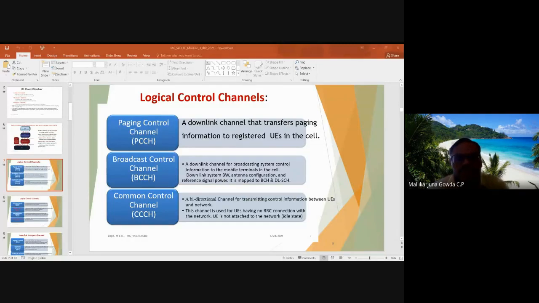Means when the user equipment is not having the radio resource connection with the network, during that time this channel is used for transmitting control information between the user equipments and the network. Okay, fine.